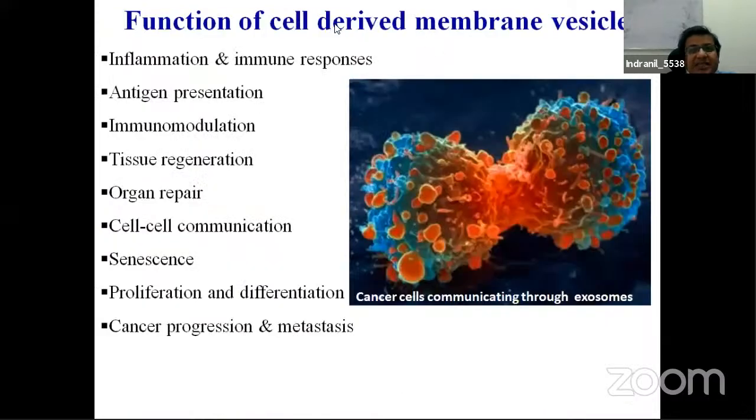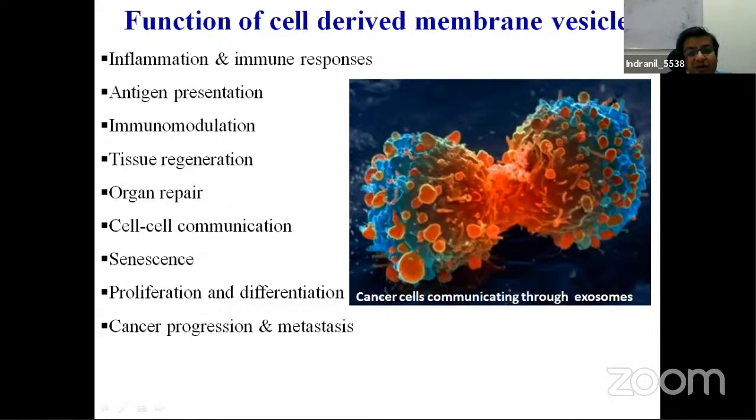Now, what are the functions of these cell-derived membrane vesicles? They have diverse roles, as I mentioned earlier. They are used in inflammation and immune responses. They help in antigen presentation. Nowadays, many kinds of vaccines are being made on the basis of these cell-derived membrane vesicles. They are excellent immunomodulators. They can change the balance of immunological reactions in any direction. And it has been observed that some of these membrane-derived vesicles have a unique role in tissue regeneration.